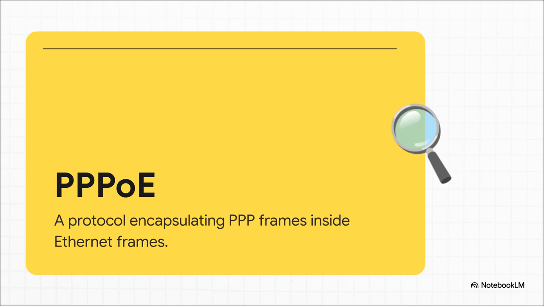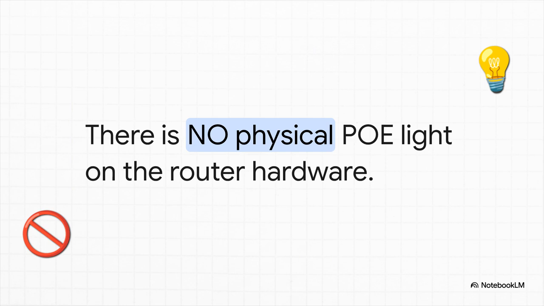In the router's software interface, you actually have to type in a PPPoE username and password given to you by your ISP just to get online. But here is the massive takeaway. Even though PPPoE is a core software setting, you will never ever find a physical PoE light on the front of this hardware. Tons of users see PPPoE in the software, their connection drops, and they immediately check the physical router to see if a PoE light is turned off.